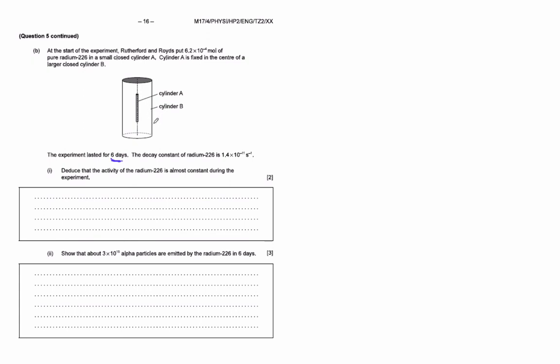That's what's happening here. They put 6.2 times 10 to the minus fourth moles of pure radium-226 in a small closed cylinder. Cylinder A is fixed in the center of a large closed cylinder. The experiment lasts for 6 days.